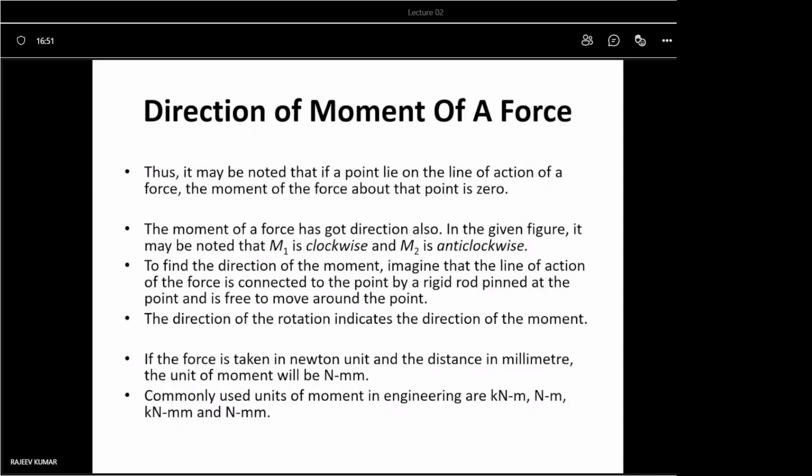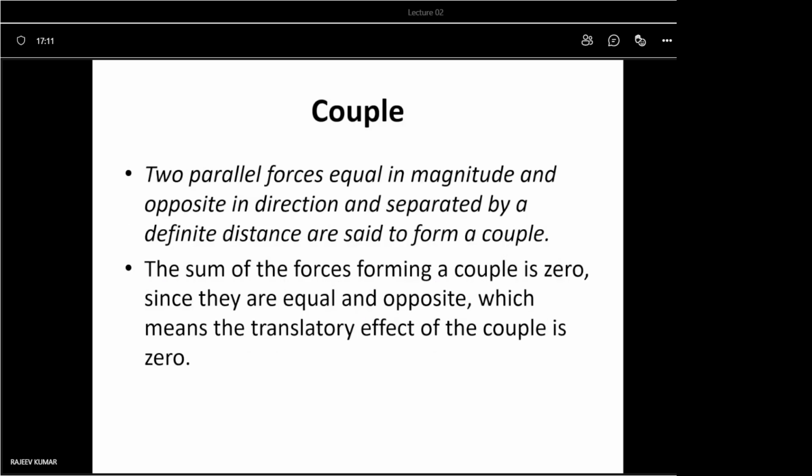Direction of moment: imagine the line of action of the force is connected to the point by a rigid link pinned at the point and free to move around it. The direction of rotation gives the direction of the moment. If the force is taken in Newtons and distance in millimeters, the unit is Newton millimeter, which you have studied. Two parallel forces equal in magnitude, opposite in direction and separated by a definite distance are said to form a couple. The sum of the forces forming a couple is 0 since they are equal and opposite, which means the translatory effect of a couple is 0.